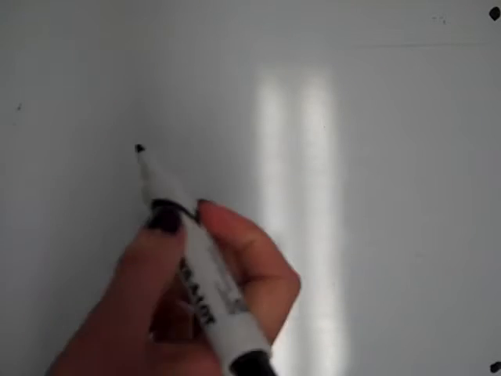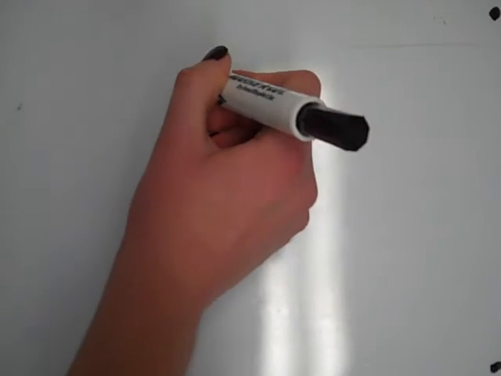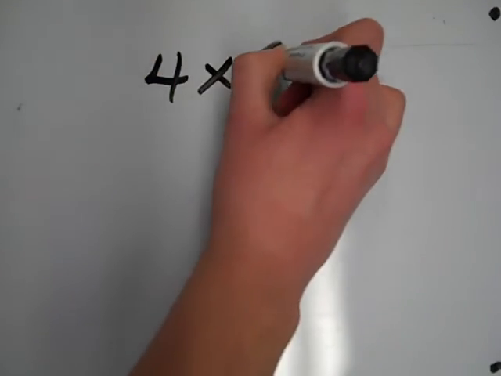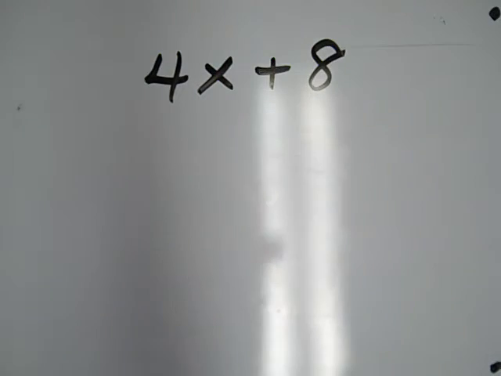Our video today is about factoring. This is what we've been talking about in class. So factoring is when you have an expression with multiple terms, like this one, and you find a common factor and bring it to the outside.